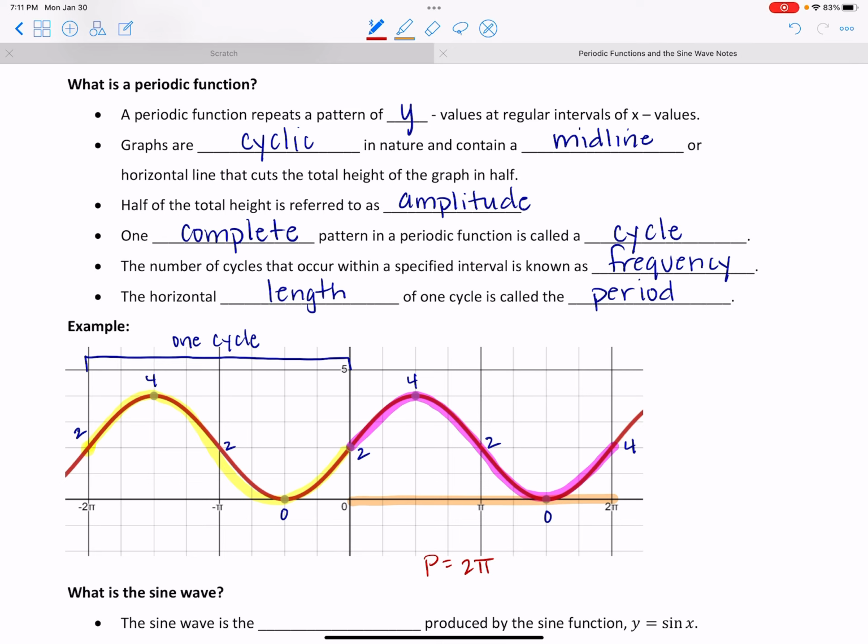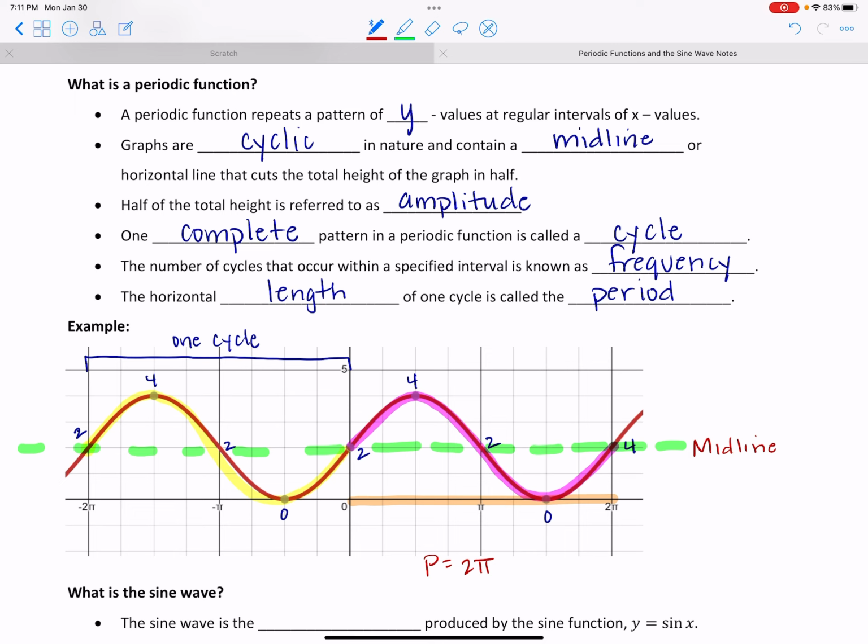And then the last term I want to introduce is, or two actually, we have a midline. We said a midline would be a horizontal line that's going to cut this total height in half. So if I'm talking about the total height, the lowest y value I saw there was 0, the highest was 4. So the total height of this graph is 4, which means our midline should be at 2, right in between 0 and 4. And so you can see the midline here. So that's the midline of the graph.